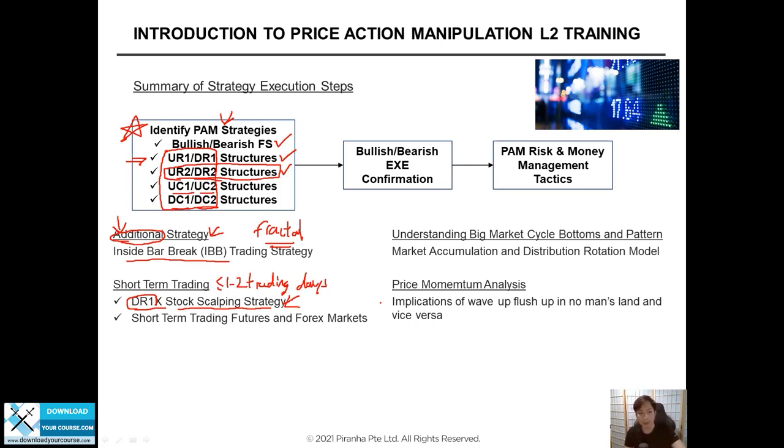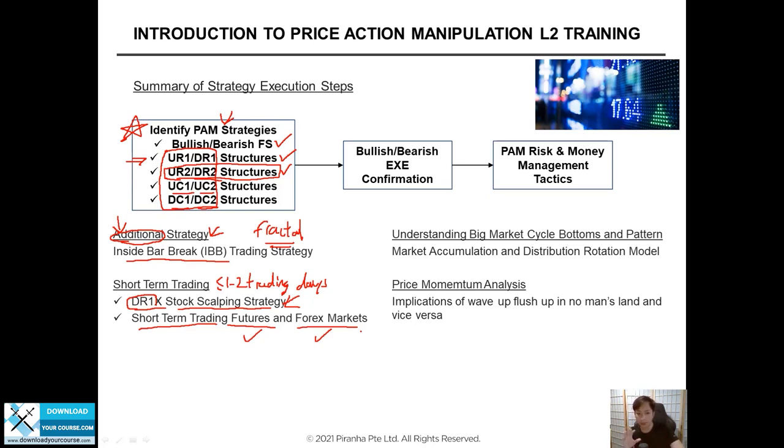That's my point. And also you will understand how to do short-term trading in the futures and forex markets, and especially I'll go through in more detail about the futures market and the forex market, and how to do risk control, risk management for these two markets, because their tick sizes are different.